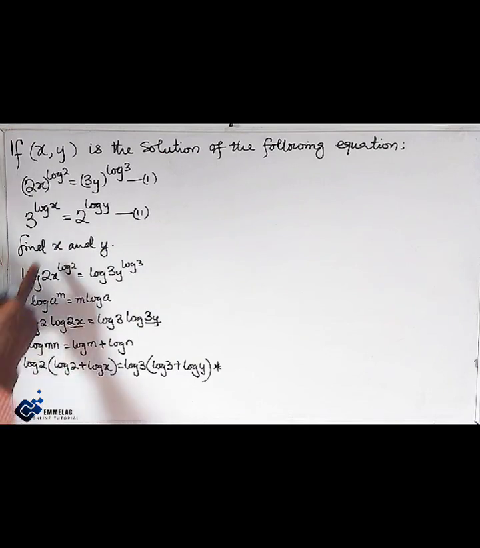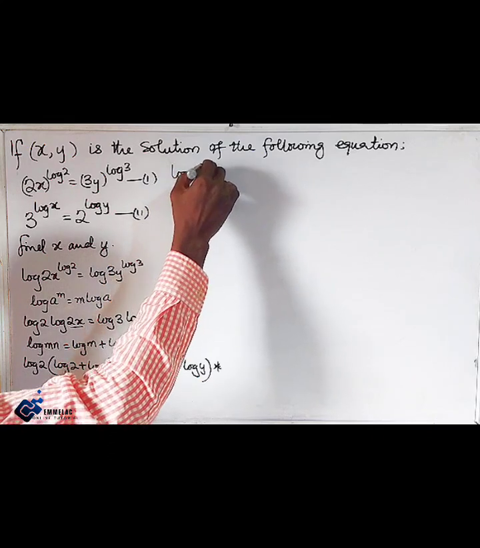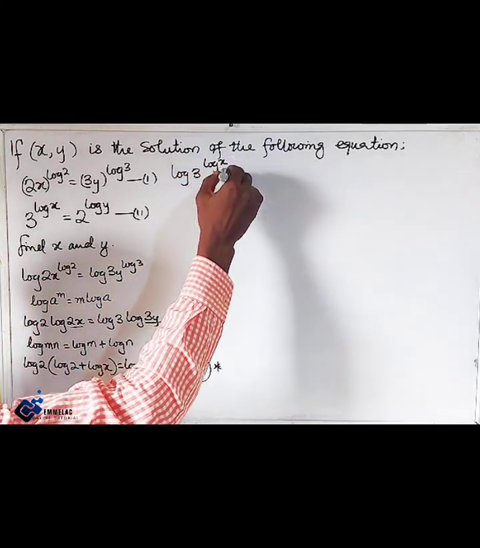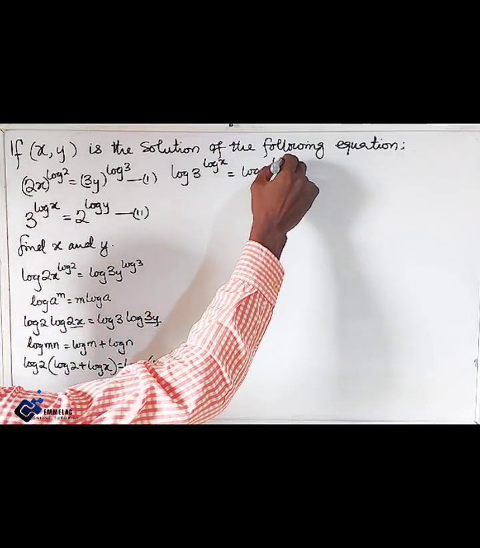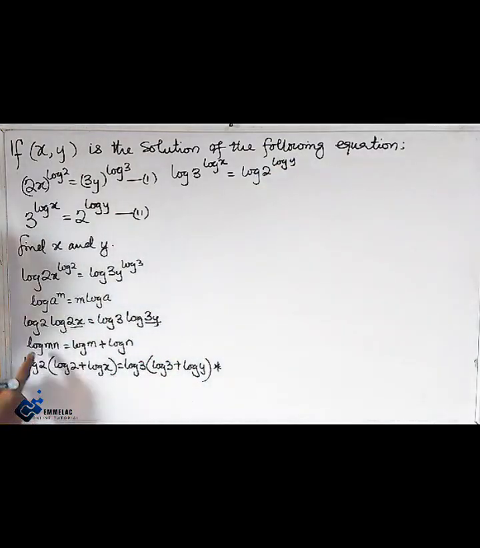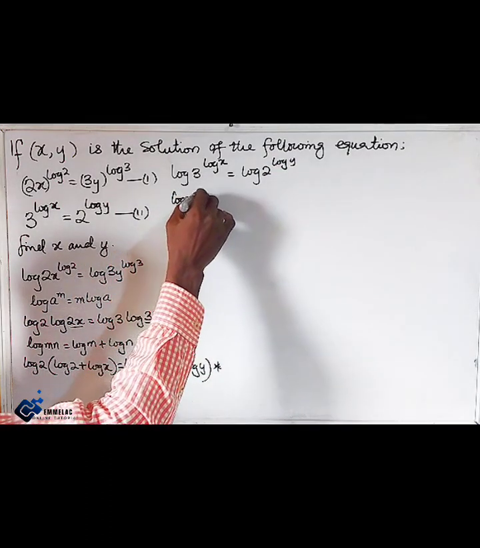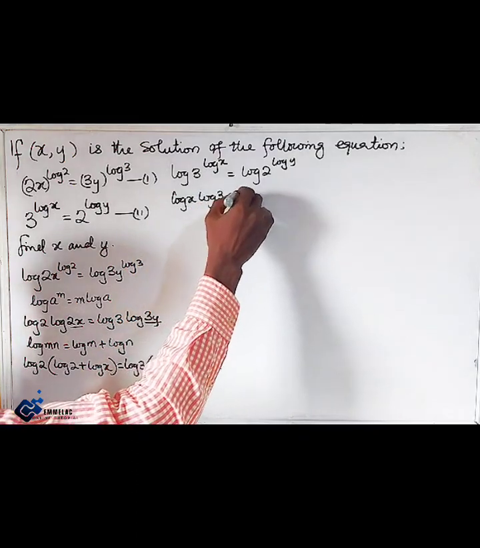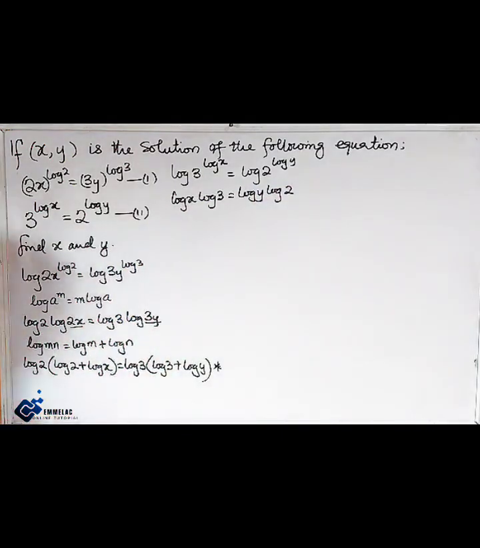Alright, now let us come back to the second equation. Let us still apply log to both sides of the equation. Here we have log 3 raised to the power of log x equals log 2 raised to the power of log y. Now still applying the same law here, which is the power law, we have log x times log 3 equals log y times log 2.